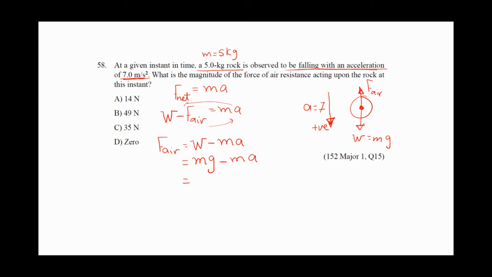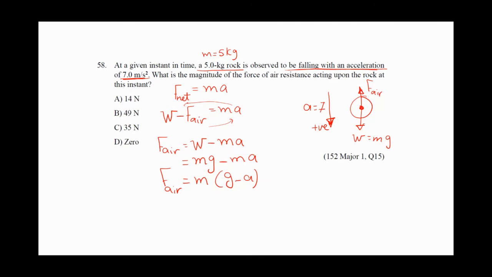You can substitute, or somebody might say, I will take the mass as a common factor. So it's m times G minus A. So now you get a new formula for the air resistance. You don't need to memorize it. You can get it from the equation. It's not a big deal.